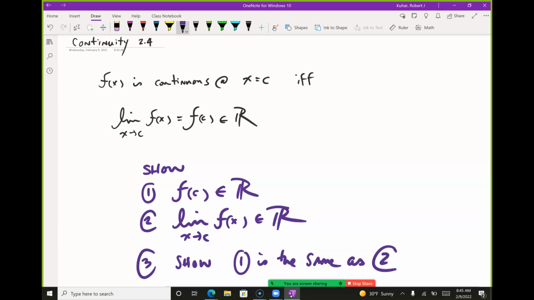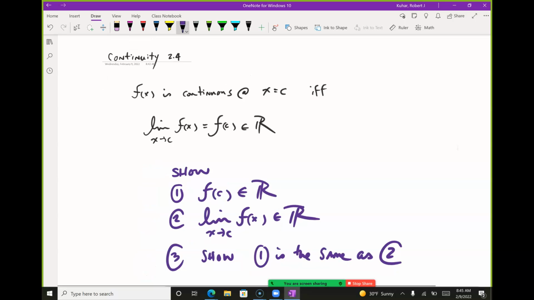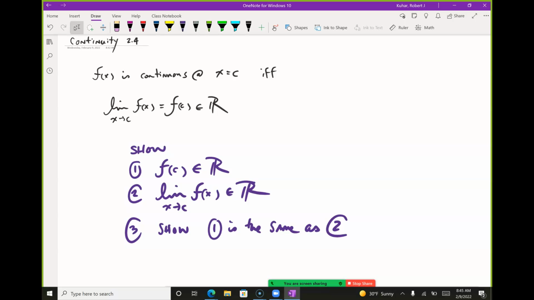Show that those two results are the same number. Pretty simple. If any step of this fails, then it's not continuous. Does that make sense? Does everybody have a pretty good grasp? This is the thing about calculus.